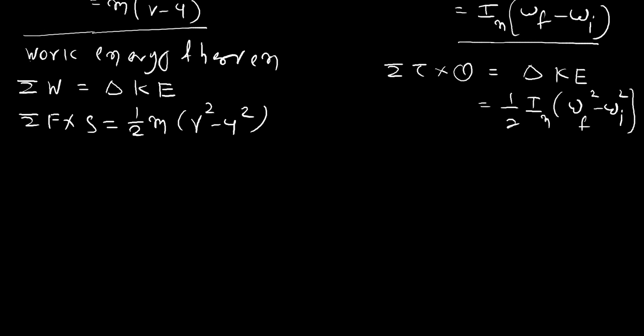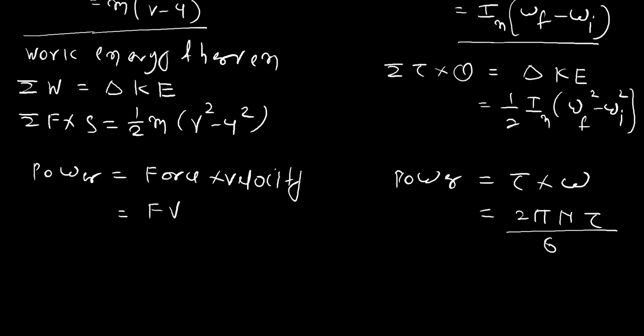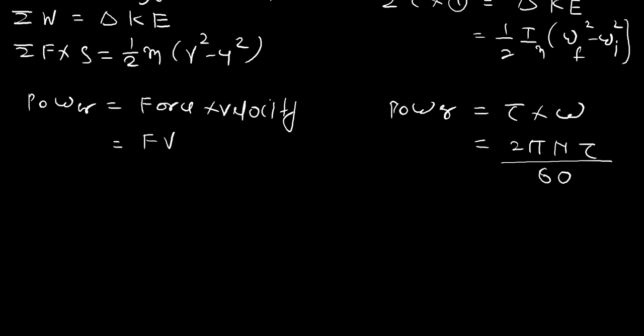So we can calculate power even. Power is always equal to force into velocity. In linear motion, power is force into velocity, F into V. In this case, if you want to calculate power similarly, instead of force, torque, instead of velocity, tau omega. So this is nothing but 2 pi n tau divided by 60, if n is in RPM.